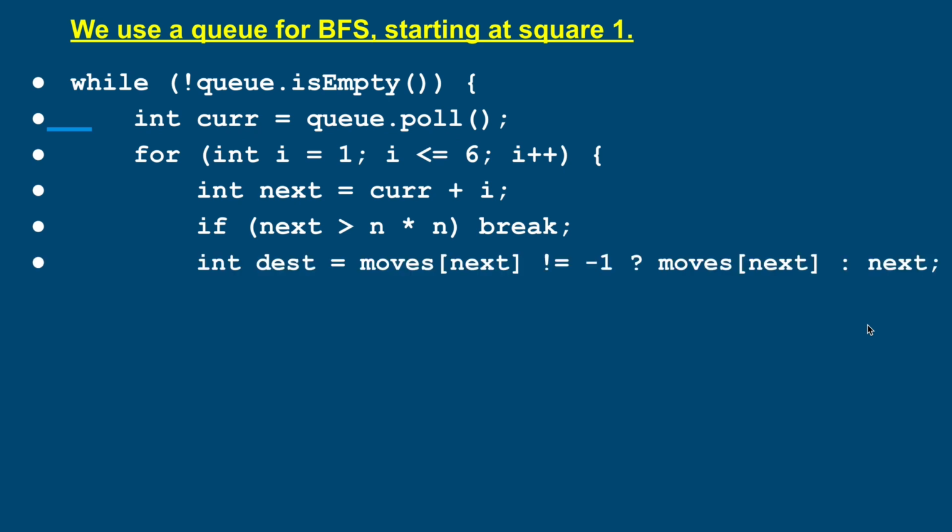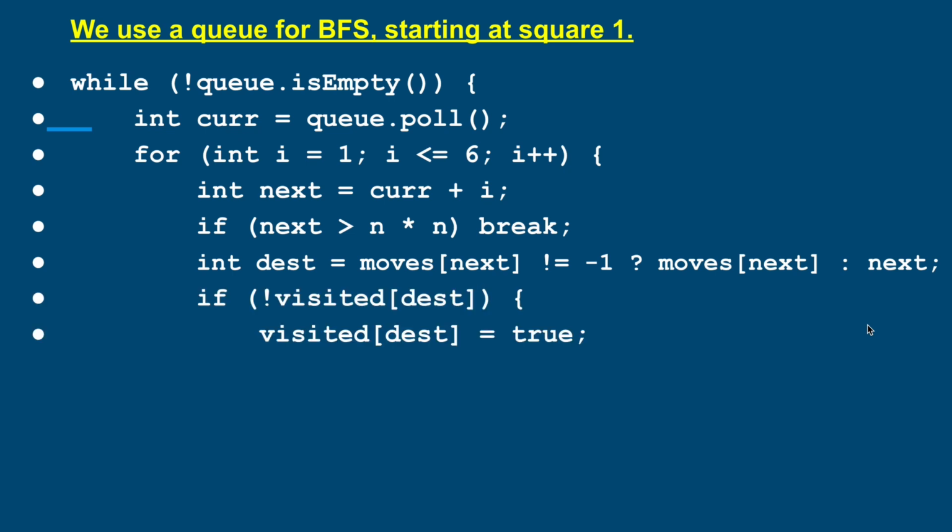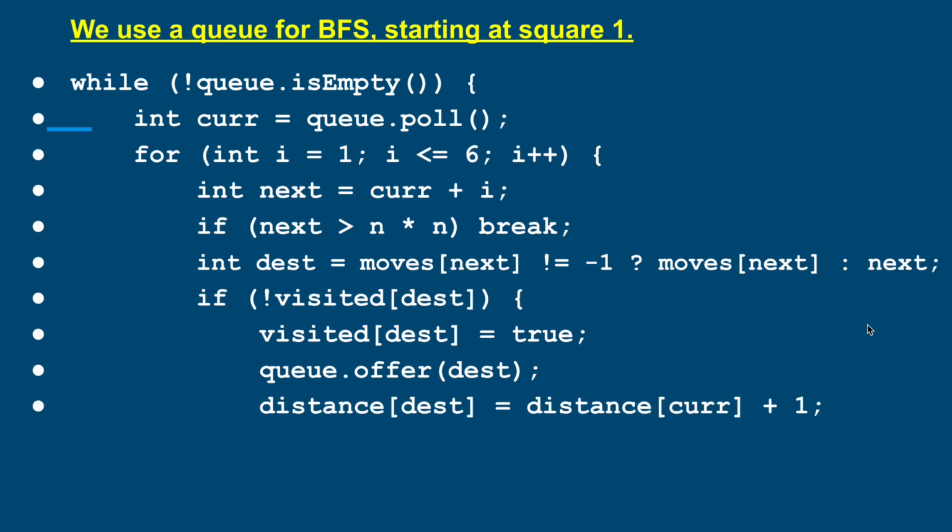You can say the board. If destination equal to this, moves not equal to -1, we have some moves. Otherwise, we'll move to the next. If it is not visited, mark it as visited first, and then add it into the queue, right? And so we'll have the distance of destination equal to distance of current plus 1. Just we'll add one more each time, and we'll have our distance updated, right? Like this we will keep moving.